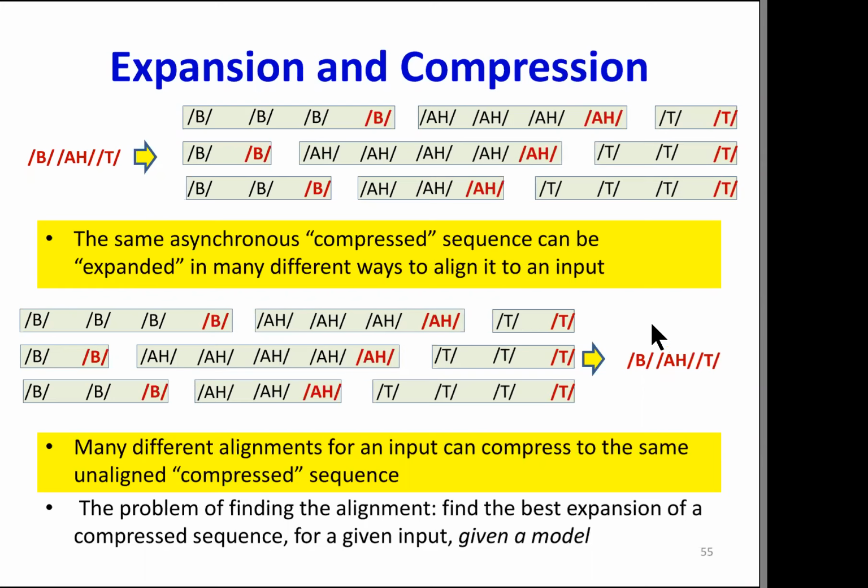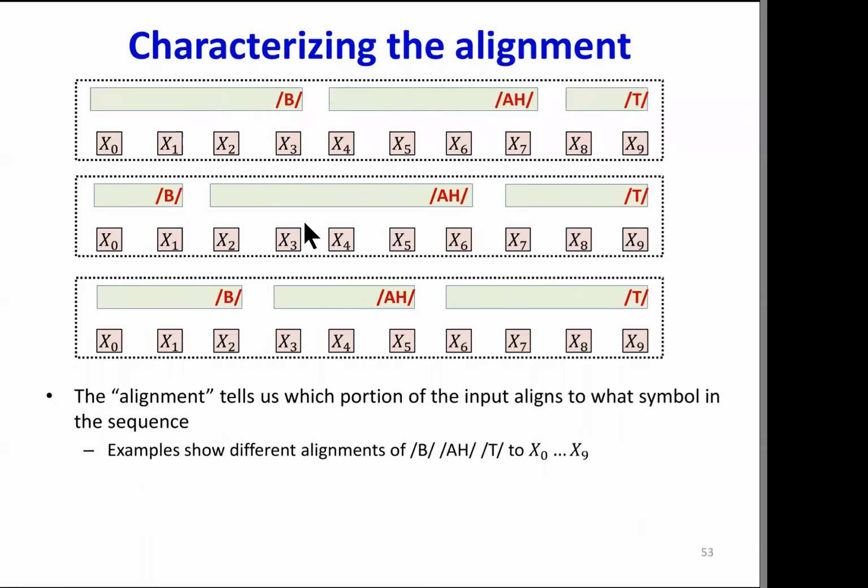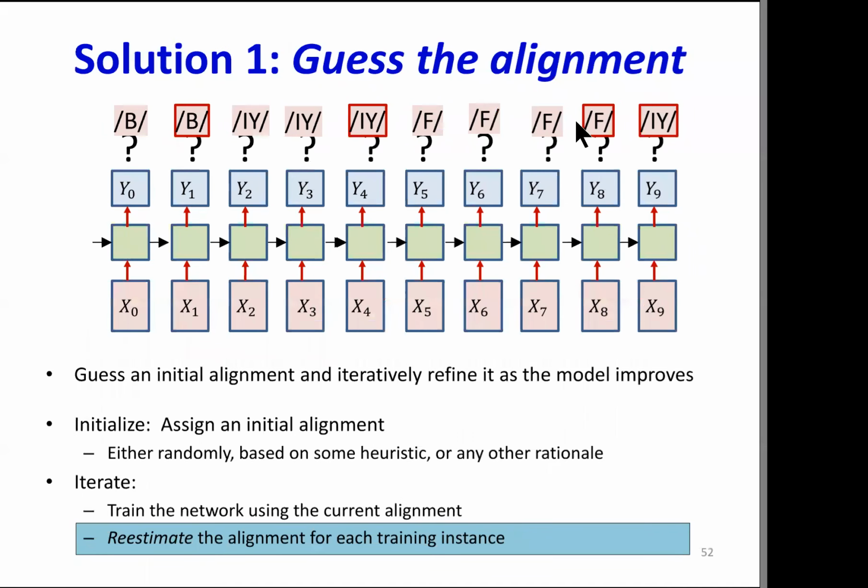Okay. So our problem then is you're given an unaligned k length compressed symbol sequence S0 through Sk minus 1, and you're given some n length input where n is greater than or equal to k. Remember what we were doing here was we guessed an initial alignment, we trained the model, and we're going to use that model to re-estimate the alignment.